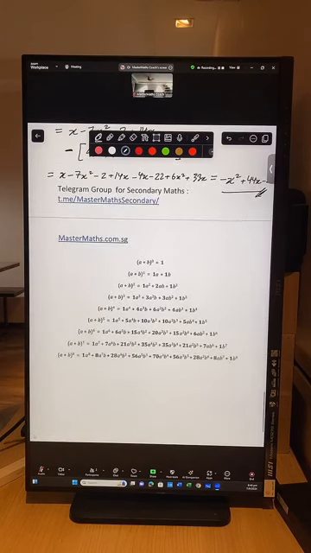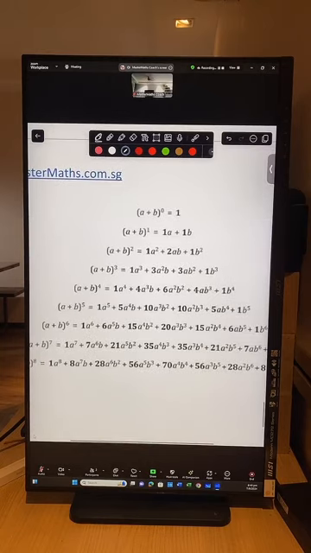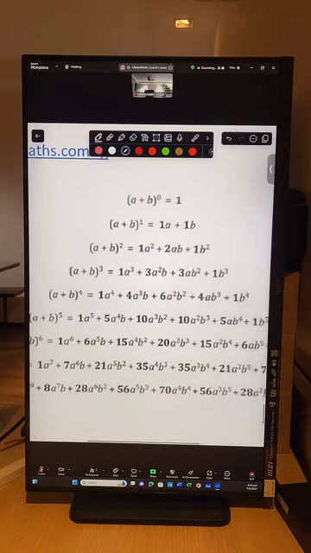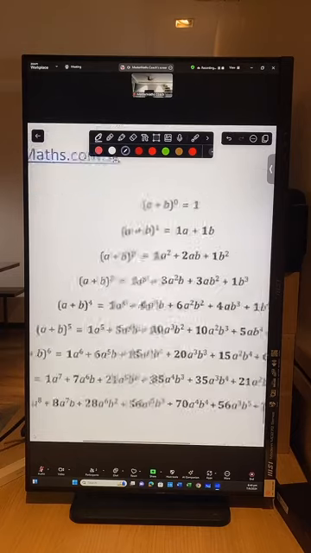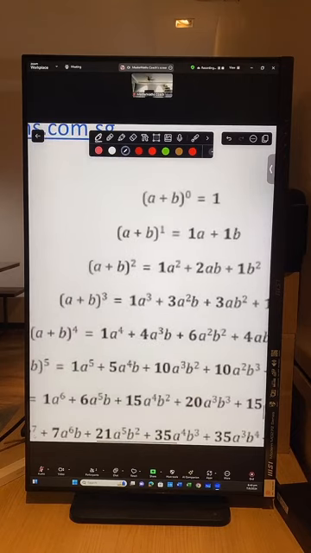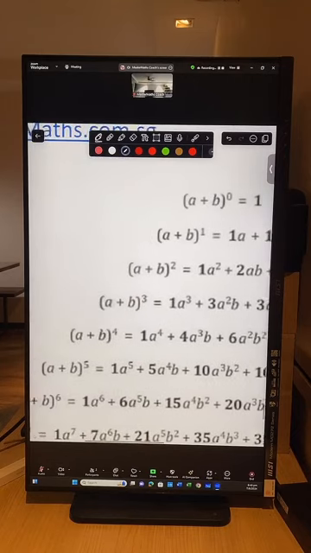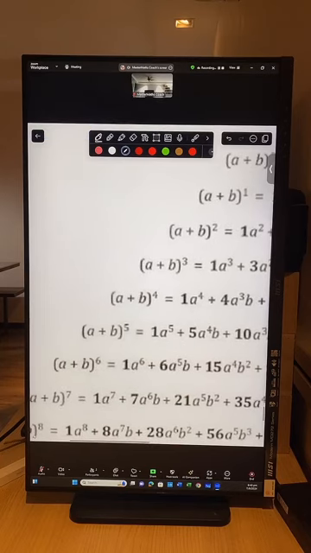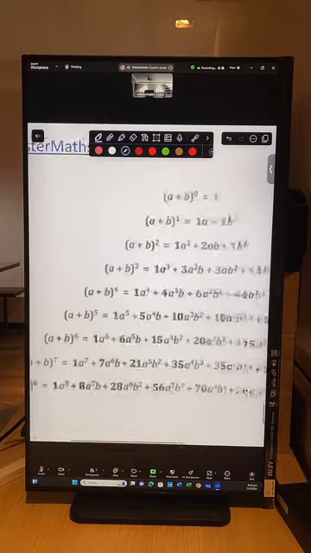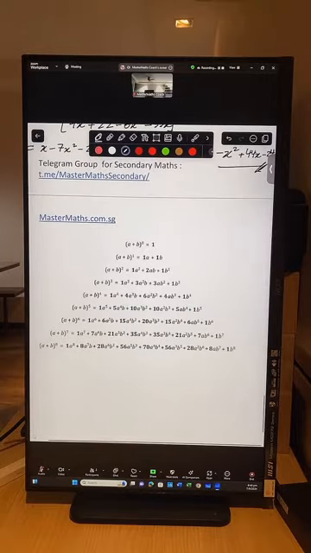Okay, so obviously this whole thing you don't need to know. But it's just something additional we added to the notes just to make it interesting. So what happens if instead of a plus b to the power of 2, you had a plus b to the power of 3, or a plus b to the power of 4, or a plus b to the power of 5? So you see here, there's actually a pattern that emerges. Okay, so what is the pattern?